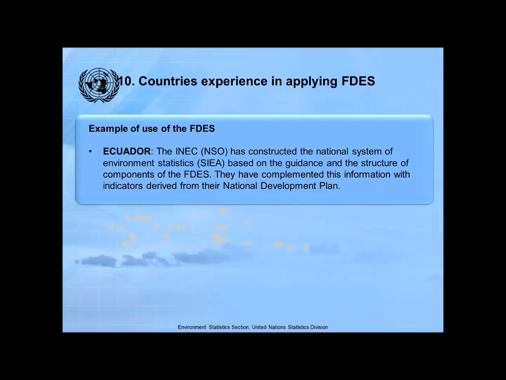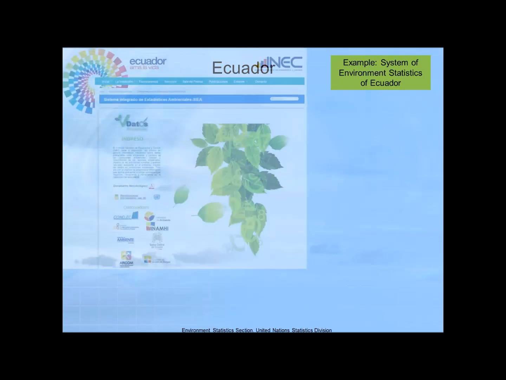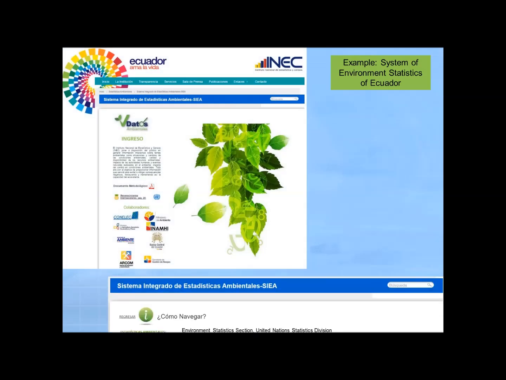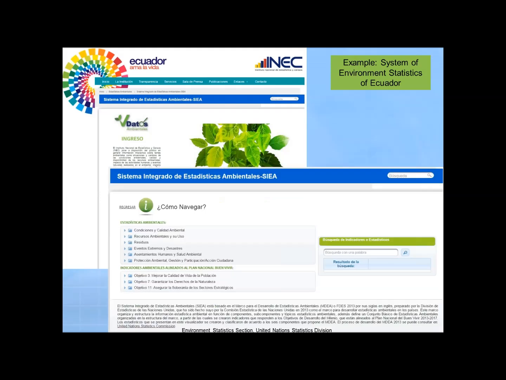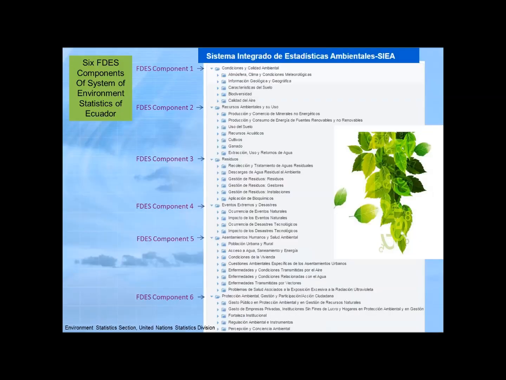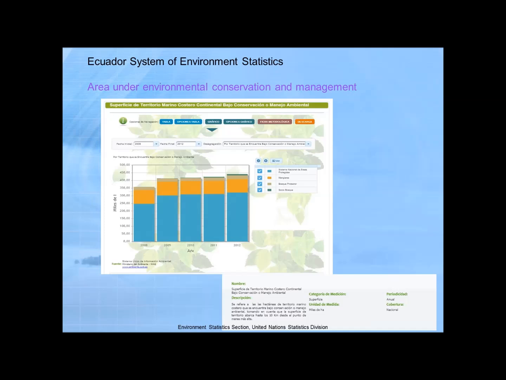And the final slides are just an example of how Ecuador has changed its system of environment statistics based on the guidance and structure of the components of the FDS. And I know it's in Spanish, so I will also just give you the visual presentation of it. These are the 6 components. This is how they structured their database, and included the 6 components of the FDS. And again, here, these are the subcomponents in their system that they have categorized their own data according to, the FDS subcomponents. And this is an example of the area under environmental conservation and management that they have presented here on their website.